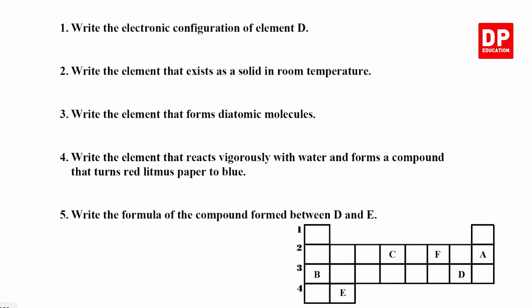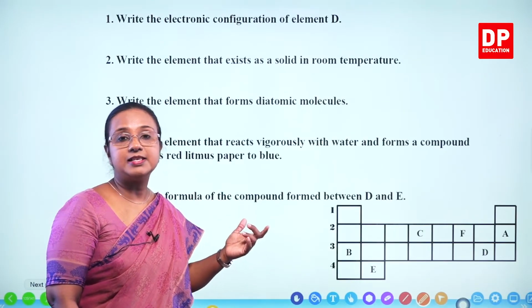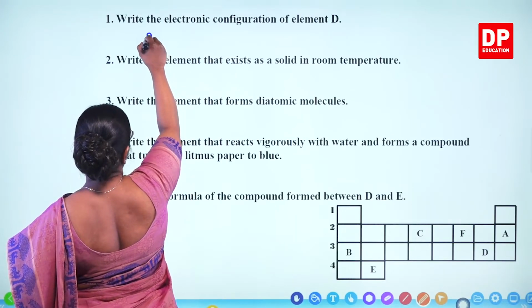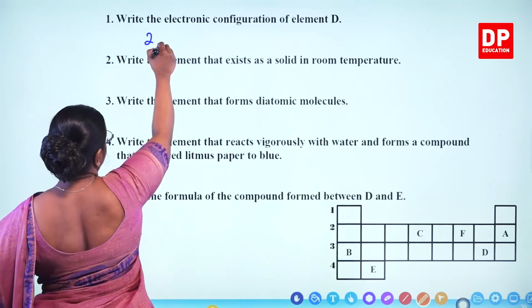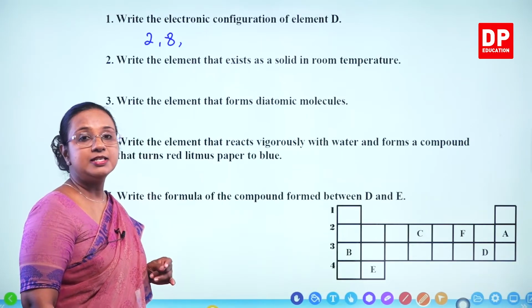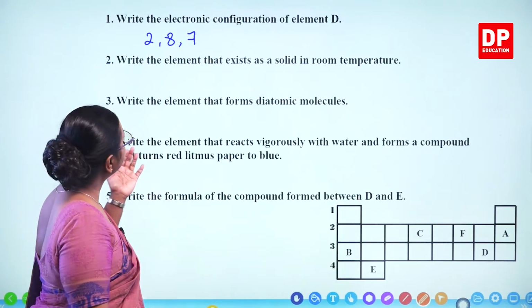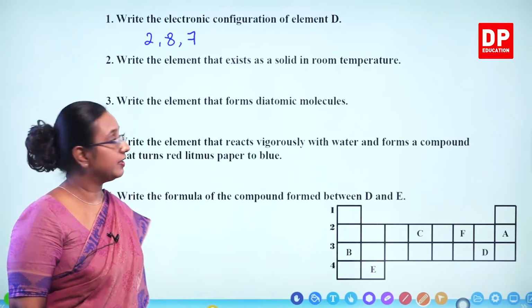Write the electronic configuration of element D. We can see element D is in group 7, period 3. So, from that itself, you can easily write the electronic configuration. If it has to belong to period 3, it should have the first 2 shells completely filled. So, it has to be 2, 8, and since it belongs to group 7, it has to have 7 electrons in the last shell. So, the electronic configuration will be 2, 8, 7. Very easy. Identify the position. Accordingly, write the electronic configuration.